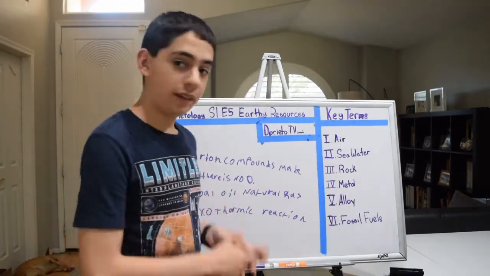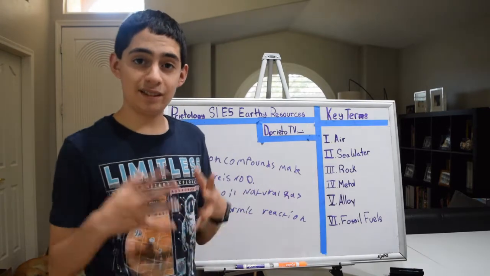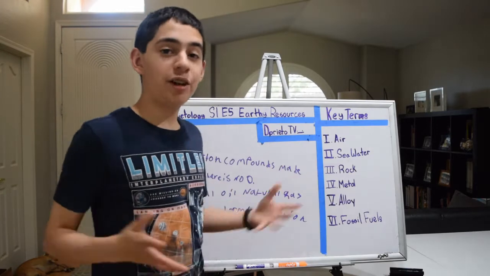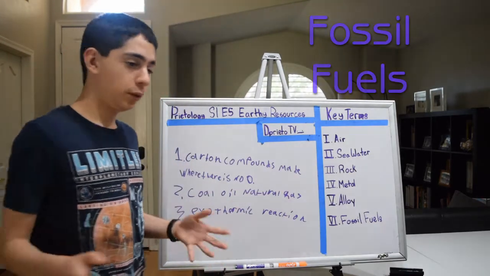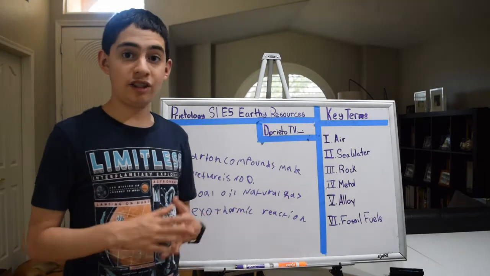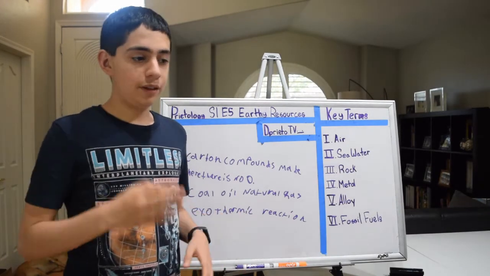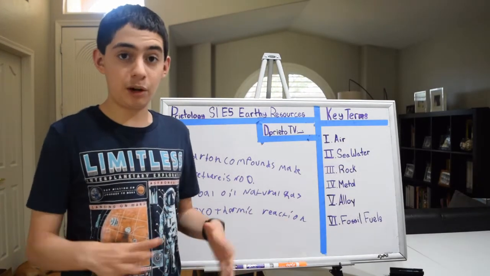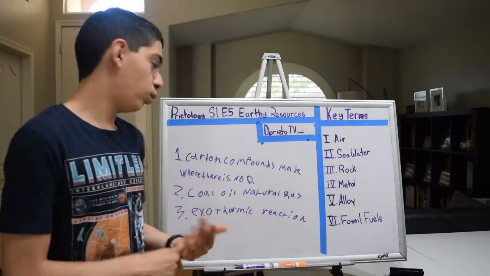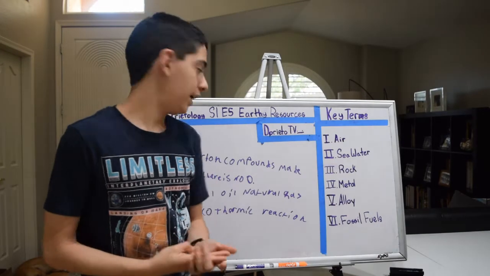Okay, so we're on to the last term of this lesson and the last term of season 1 of Prietology. So our last term is fossil fuels. Fossil fuels are carbon compounds made where there is no oxygen in the ground. So they're carbon compounds buried where there's no oxygen. Mostly there are 3 main types: coal, oil, and natural gas.